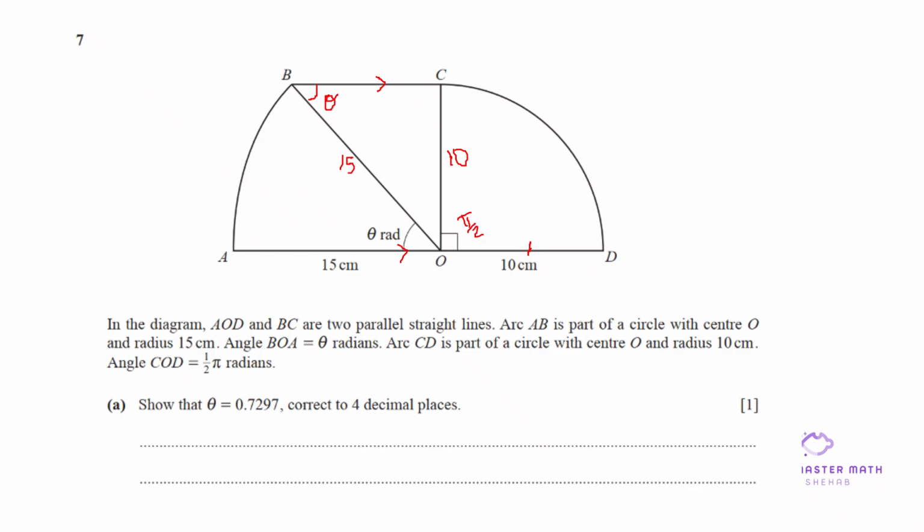Now we have the opposite and the hypotenuse. We can find sine of theta. So sine theta is equal to 10 over 15. And then if you want to find theta, you have to make sure your calculator is in radian mode and do the inverse sine of 10 over 15. And then you will get 0.7297 rounded to 4 decimal places.